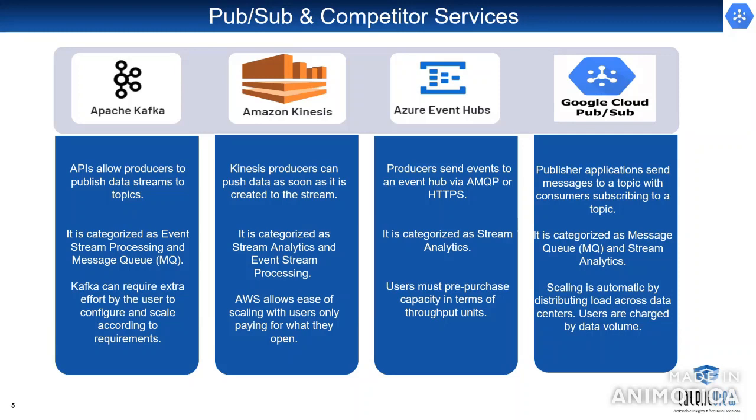And next one is Azure Event Hubs. Basically, this is an event ingester capable of receiving and processing millions of events. But the only difference is, in Azure Event Hubs, the producer sends events to a particular event hub via HTTPS requests or AMQP requests. In Azure Event Hubs also, users must pre-purchase the capacity in terms of throughput. It also has features like low latency and at-least-once delivery, and is capable of receiving and processing millions of events very fast.